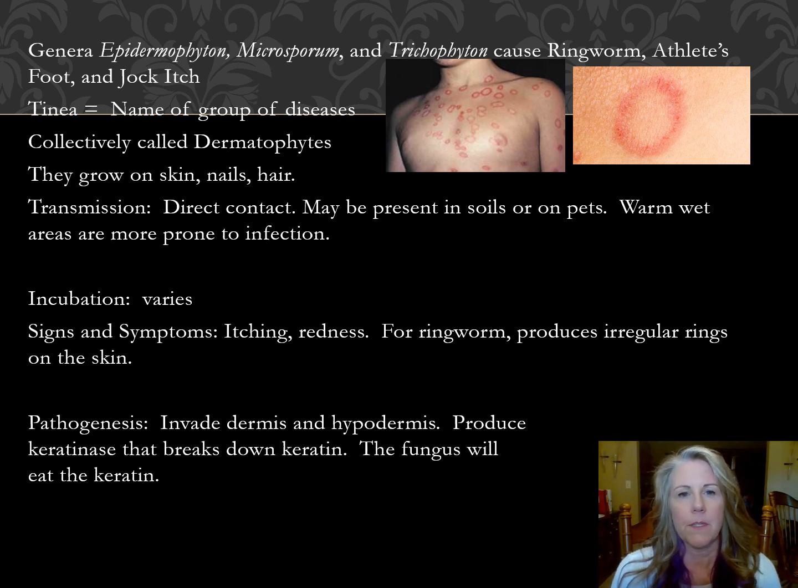For ringworm specifically, it produces irregular rings on the surface of the skin. So you can see the top two pictures that I put up there. This poor individual has lots of ringworm all over their torso, and zoomed in, you can see what that actually looks like. So that is ringworm.